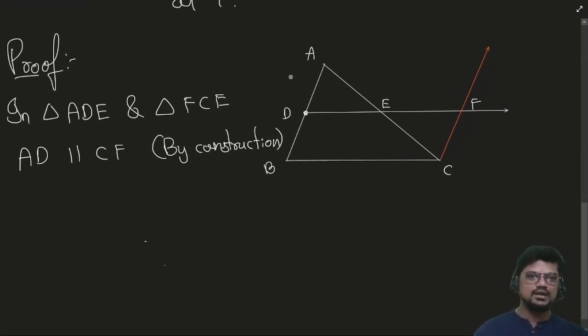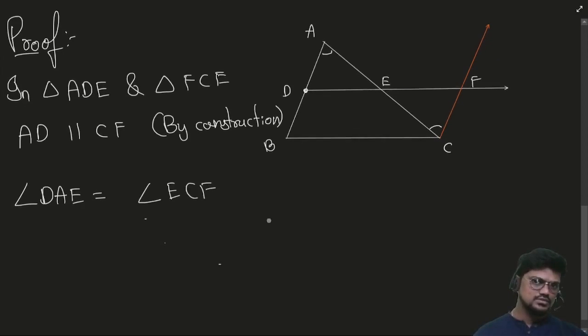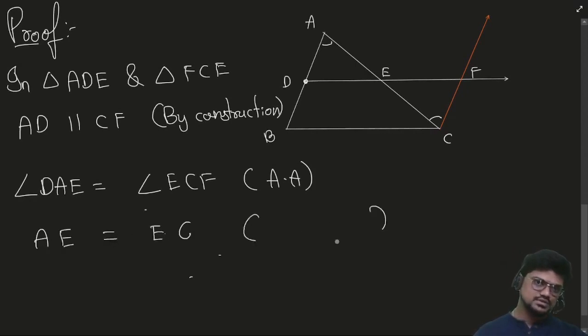Now, if these two lines are parallel, can I say this angle is equal to this angle? Yes. Angle DAE is equal to angle ECF. Alternate angles. Also, can I say AE is equal to EC? What will be the reason for this? Sorry, not AE equals EC. We do not know it. Wait.